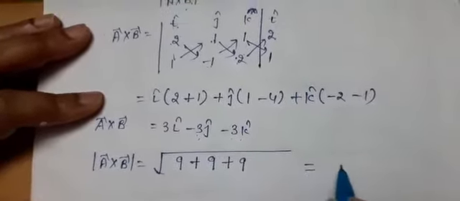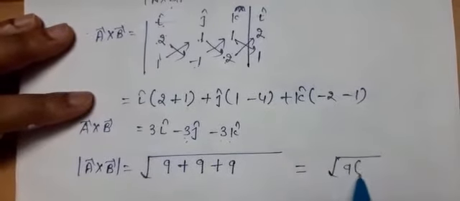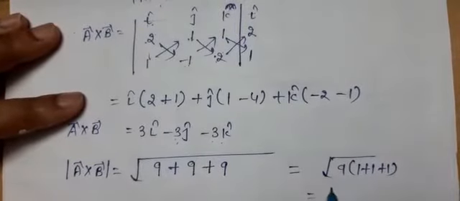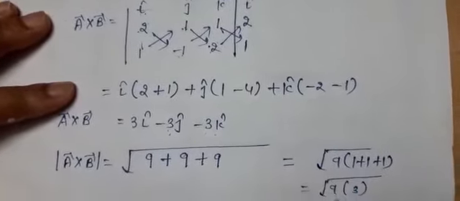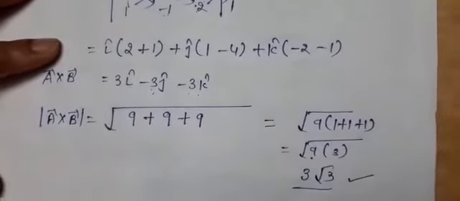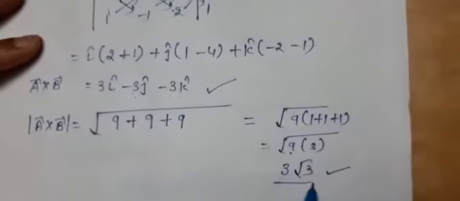So you can take this as 9 into (1 plus 1 plus 1). This is under root of 9 into 3. Taking under root of 9, it is 3 under root 3. So all the work we have done: A cross B we have calculated, modulus we have taken.